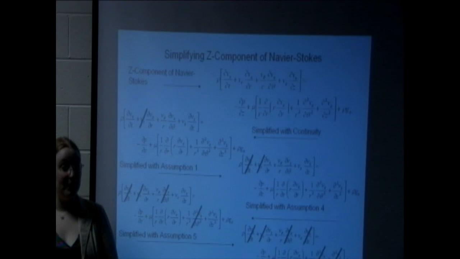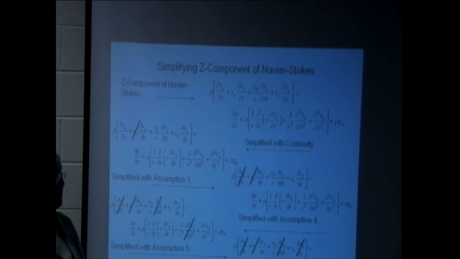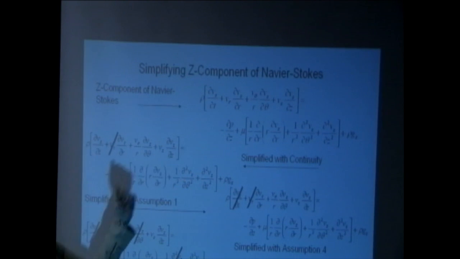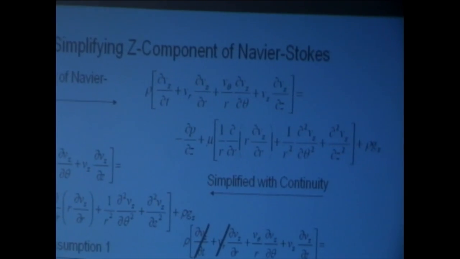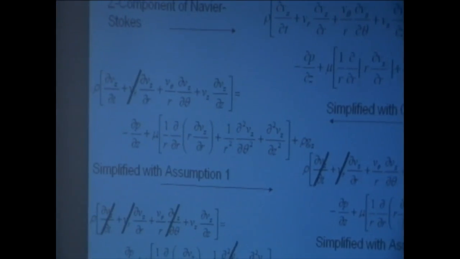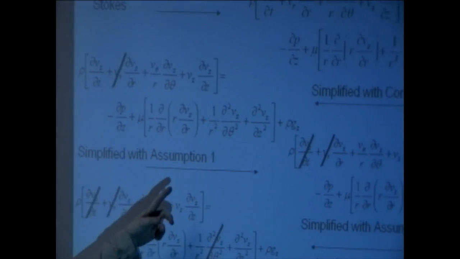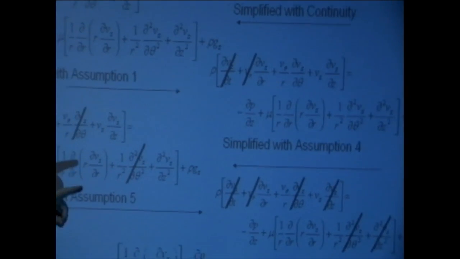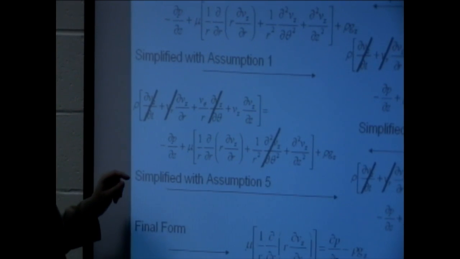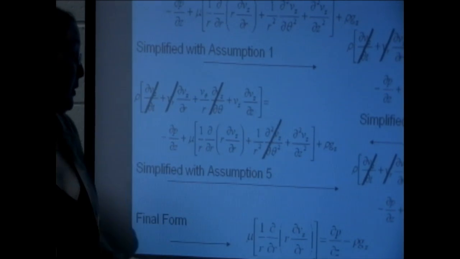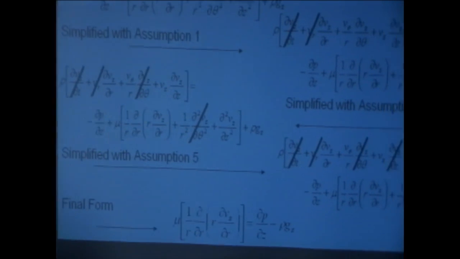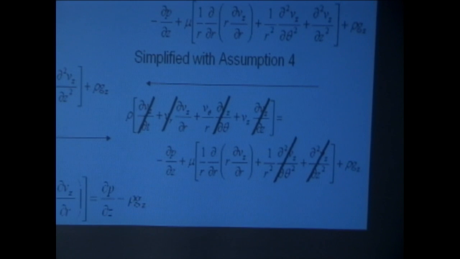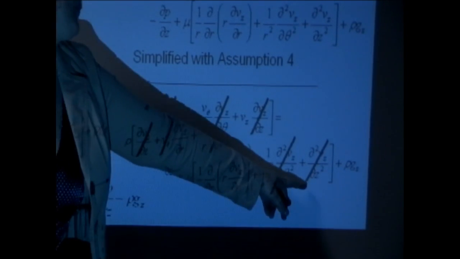Our last and most complicated component, the z component of the Navier-Stokes equation, is right here. We're first going to simplify with continuity, which tells us that the radial velocity is 0. We then simplify with assumption 1, which, if we recall, was that there was no time dependence in velocity, so that goes here as well. We then go to assumption 4, theta direction symmetry about the axis, so all derivatives in theta are 0 as well. And we simplify lastly with assumption 5, which said no end effects, which means every derivative in z must be crossed out, and those are here.